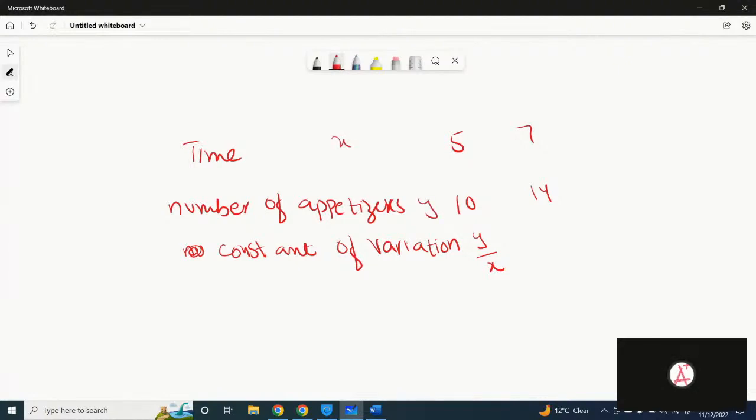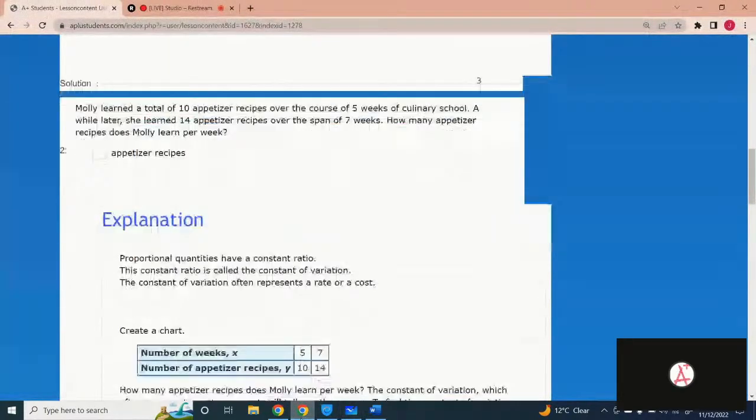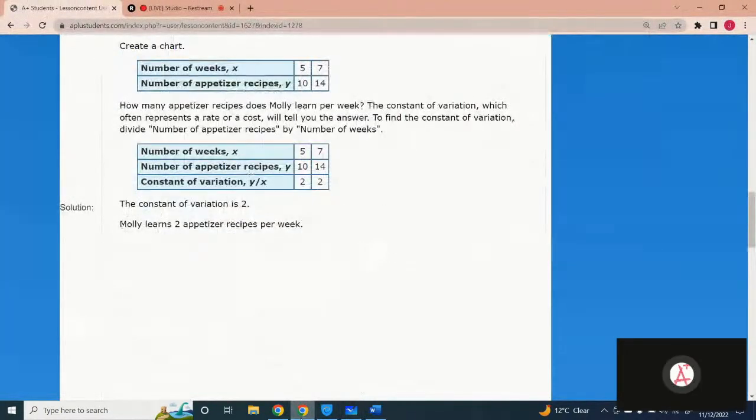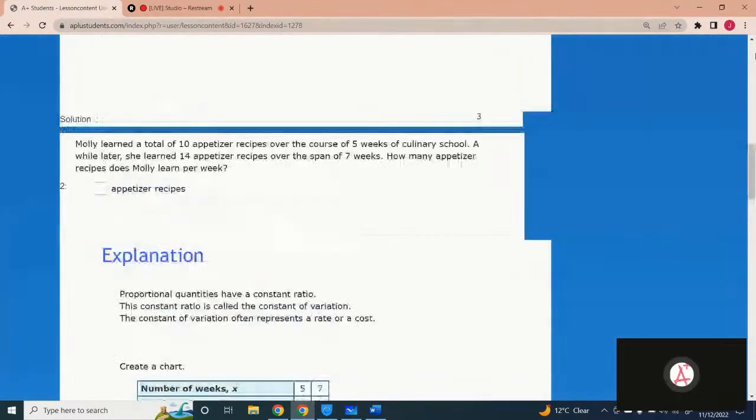The number of appetizers would be y. The time duration is x. So it would be y over x. For the first value, you have to do 10 over 5. It would be 2. For the second value, you have to do 14 over 7. Yes, it would be 2. That means the number of recipes per week she can learn is 2. Got it? Molly learned 2 appetizer recipes per week. Got it? Okay, let's start with the test questions.